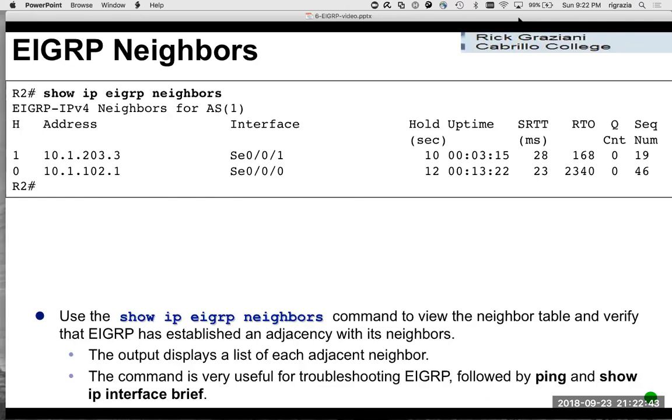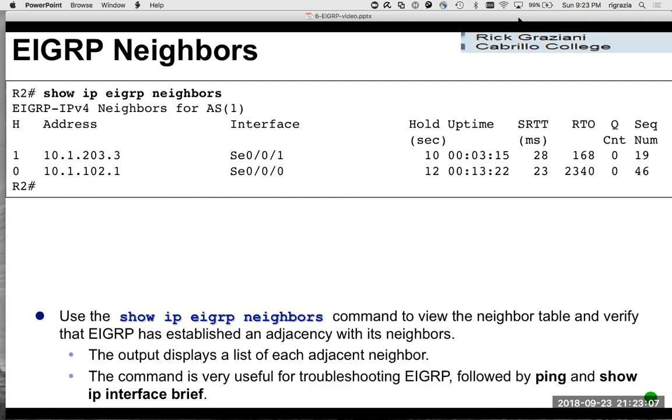Without EIGRP running, you should still be able to ping the interface that is facing your router, so the next hop interface. Also do show IP interface brief, and look at the status of your own interfaces.